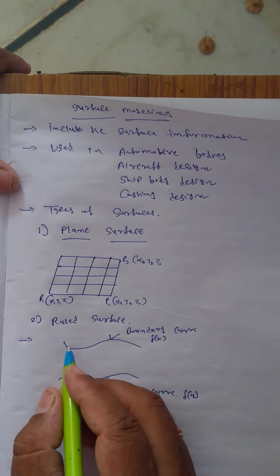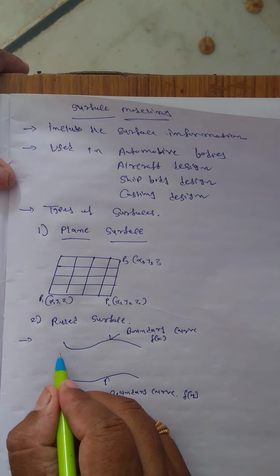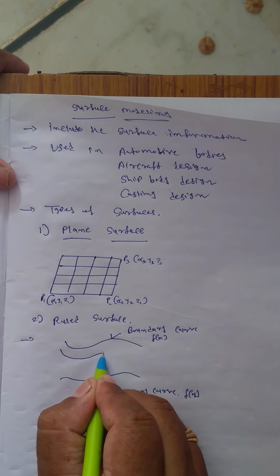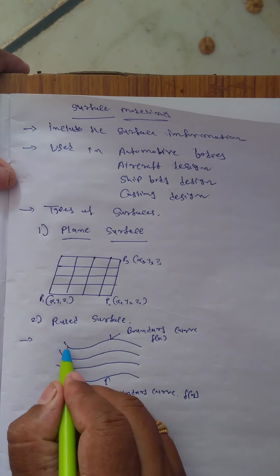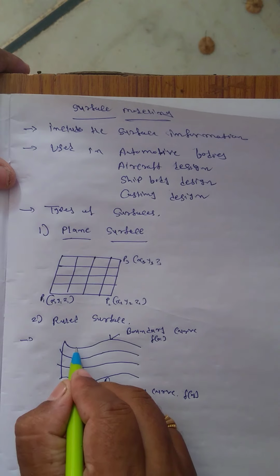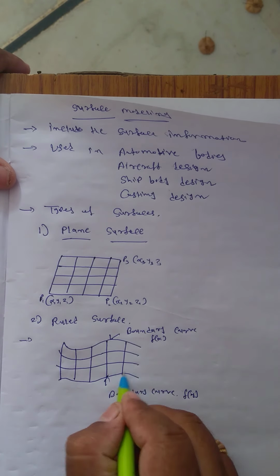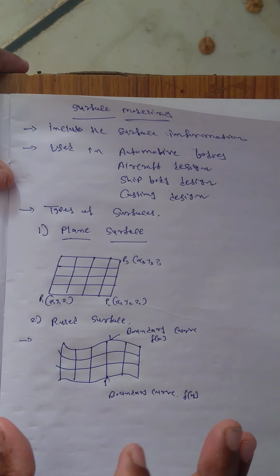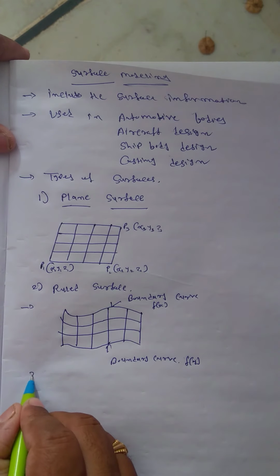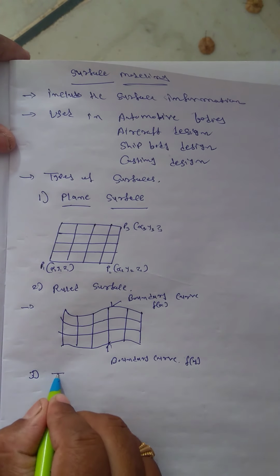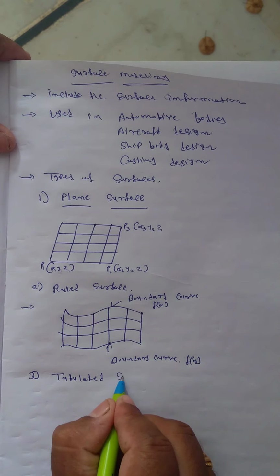This boundary curve is joined by straight lines like that, and the shape of this roll surface is like that. Okay, this is the roll surface. Then the next surface of surface modeling is called the tabulated surface.